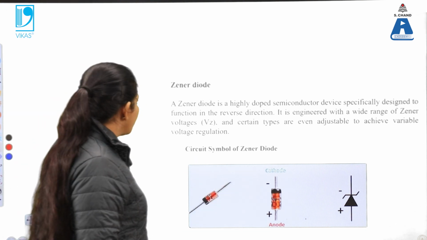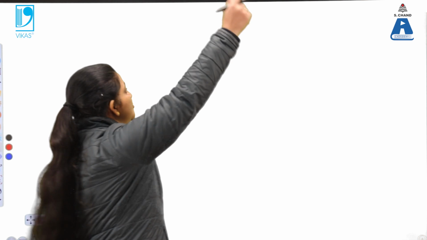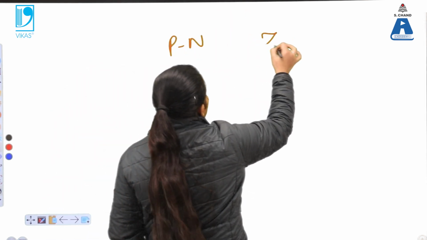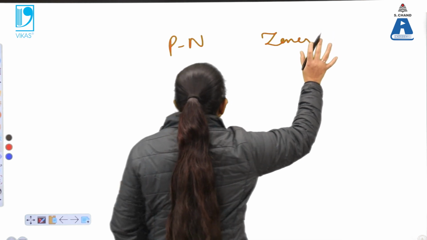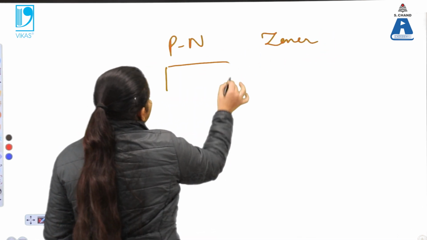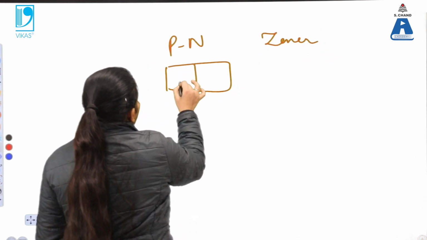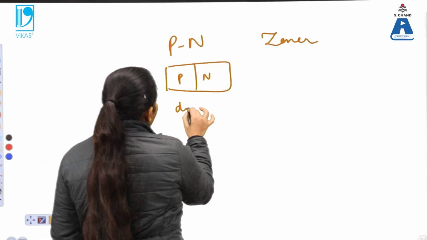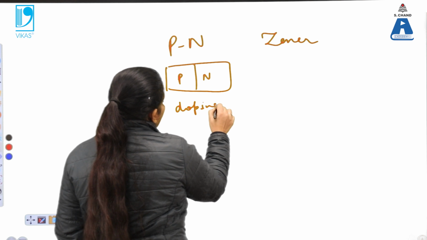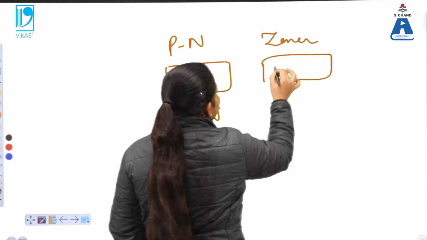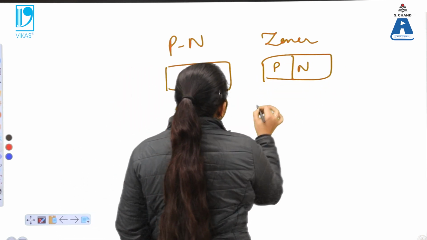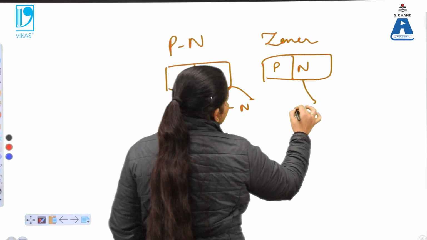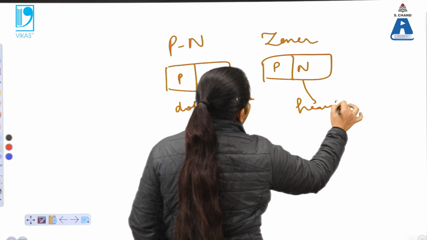So firstly, what is the difference between the PN junction diode and the Zener diode? Now if this is a PN junction diode and this is a Zener diode, the major difference is that in the PN junction diode the doping is normal. Here the doping is normal, while in the Zener diode, which is also a PN junction diode, the doping is heavy.